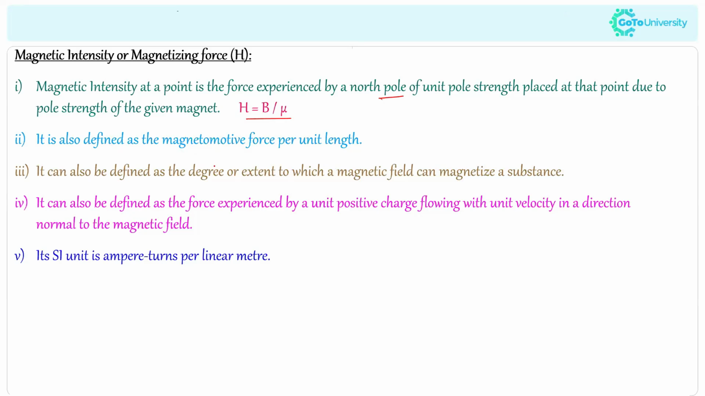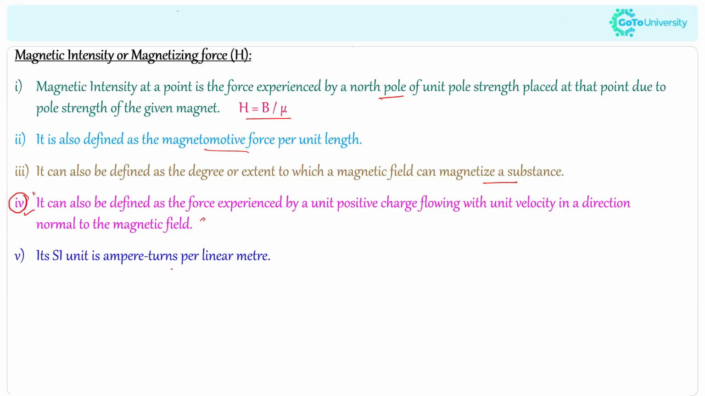Magnetic intensity or magnetic force is also defined as the magnetomotive force per unit length. It can also be defined as the degree or extent to which a magnetic field can magnetize a substance. And apart from these definitions, we can define it as the force experienced by a unit positive charge flowing with unit velocity in a direction normal to the magnetic field. Actually, this is what we write in our CBSE board exam.